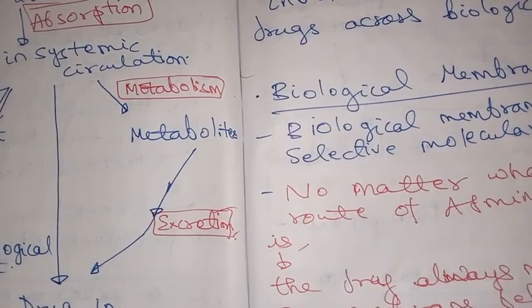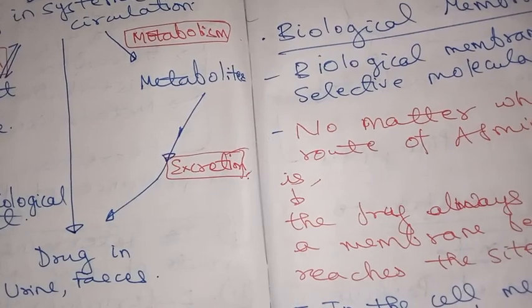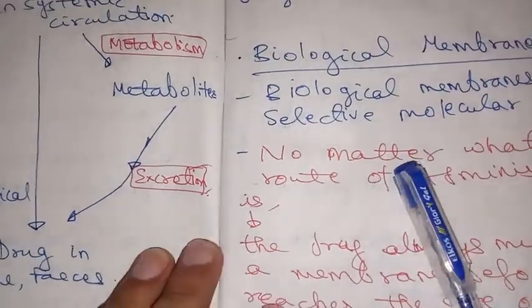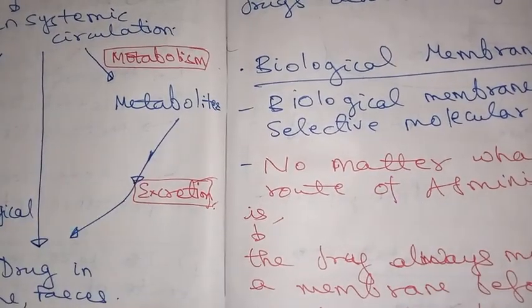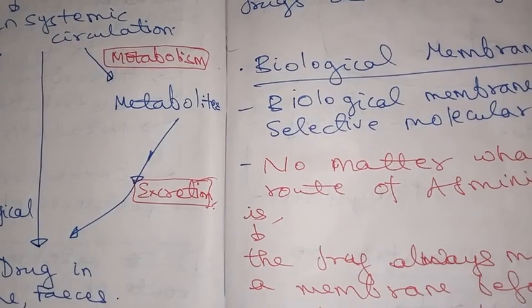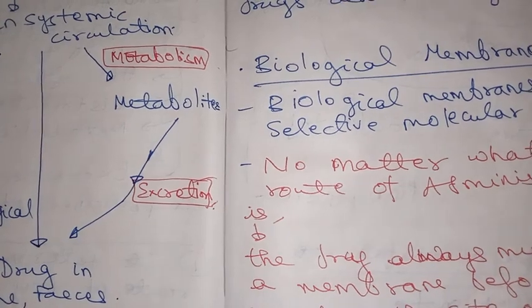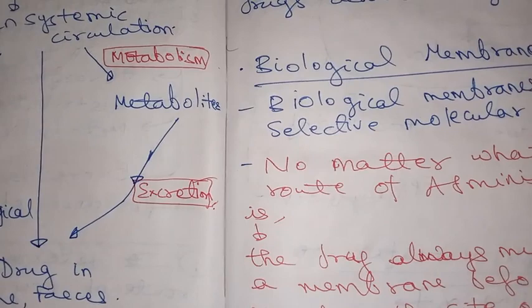No matter what the route of administration is, the drug always must cross a membrane before it reaches the site of action. What this point is basically trying to say is that no matter in which manner we administer the drug to the animal, that particular drug must cross at least a single barrier before it reaches its site of action.